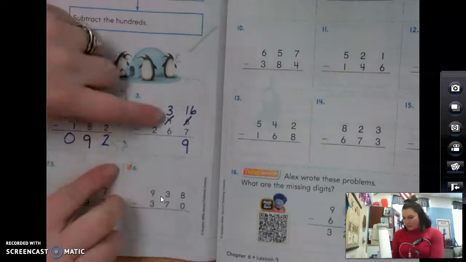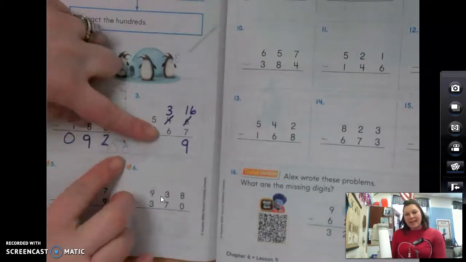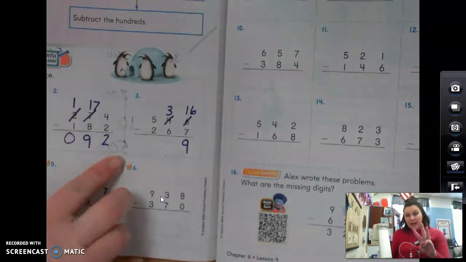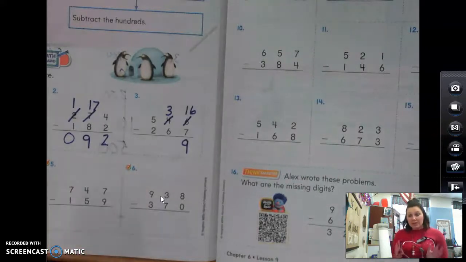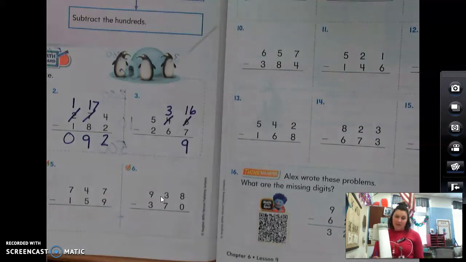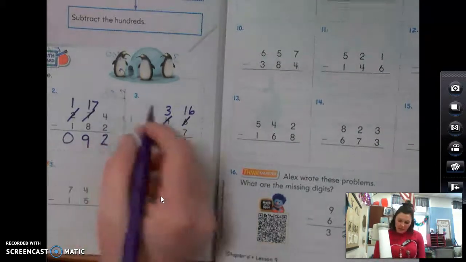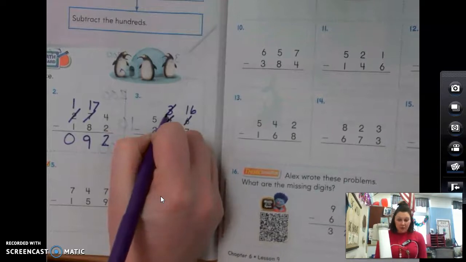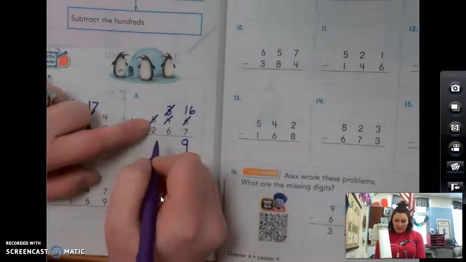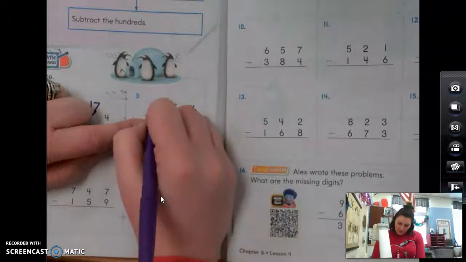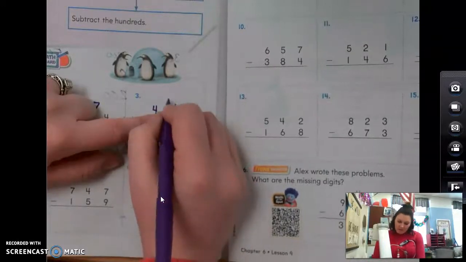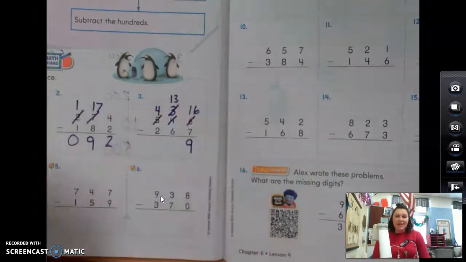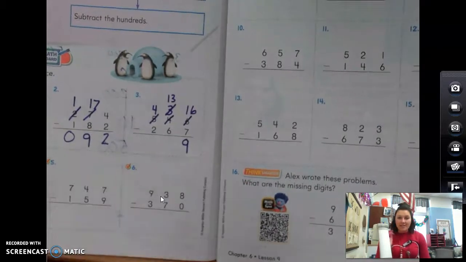I am trying to do 3 take away 6. Well, I can't do it, guys. If I only have 3, I can't take away 6. So the only option is to regroup the hundreds and get 100 and trade it in for 10 tens. Okay? So I cross out my 3 because I'm not working with 3 anymore. And I cross out my 5. My 5 becomes 4. My 3 becomes 13. Just like it would any other time. 1 less, 10 more.